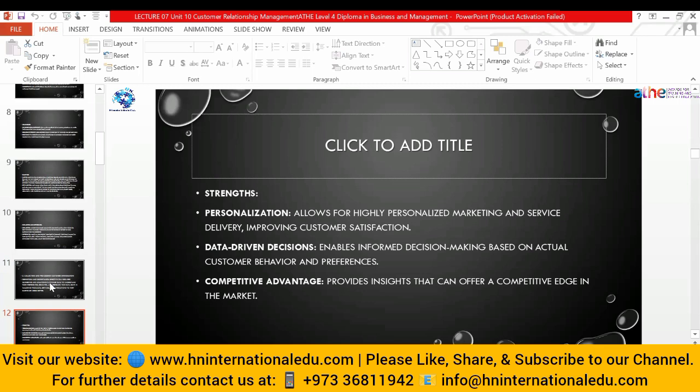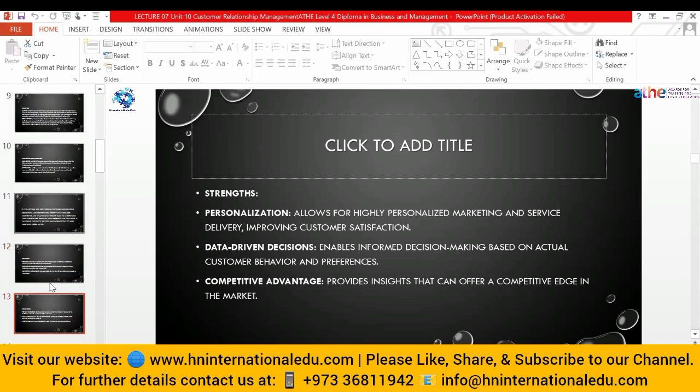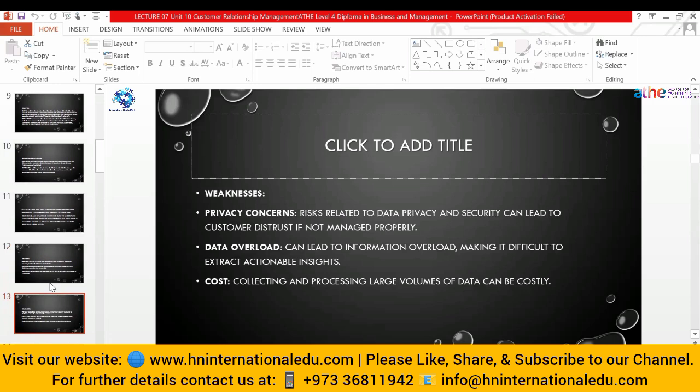Competitive advantage, having a unique edge, provides insights that can offer a competitive edge in the market, in the industry. If you, as an organization like Zappos or that luxury hotel, are the only new one, not all organizations' main centric approach is to satisfy the consumers. But if you as an organization are focusing on this in a certain country or a state, then definitely this is a competitive advantage. However, the weaknesses: privacy concerns, risks related to data privacy and security can lead to customer distrust if not managed properly.